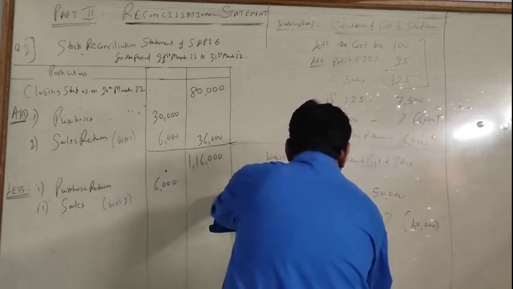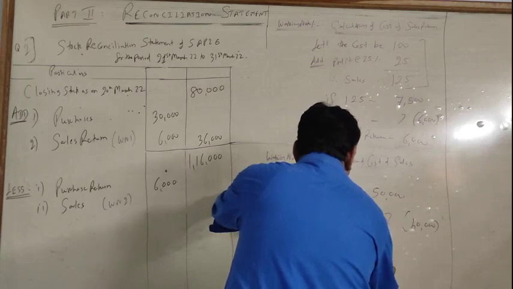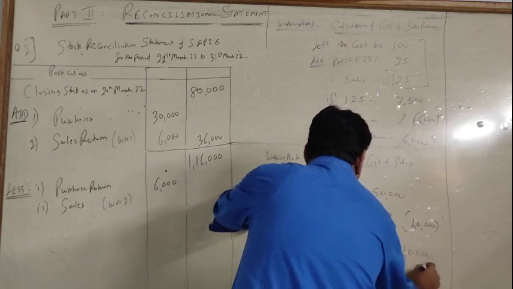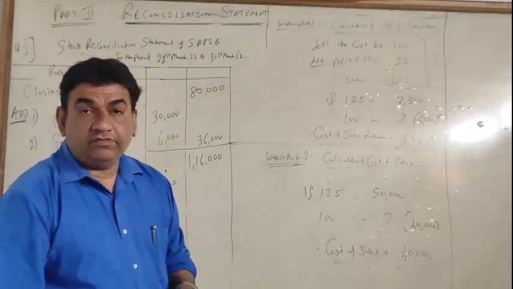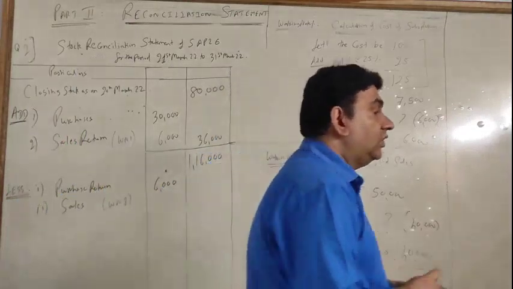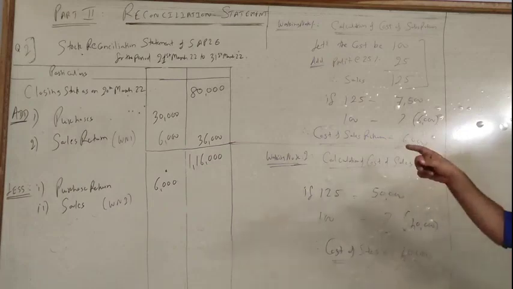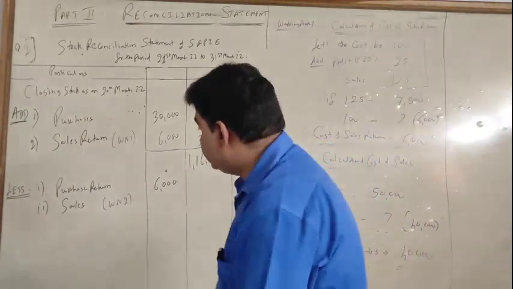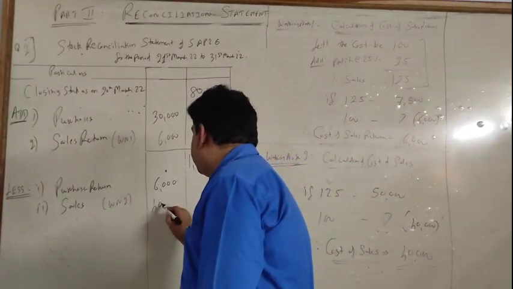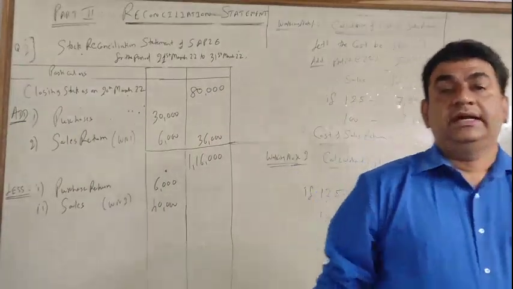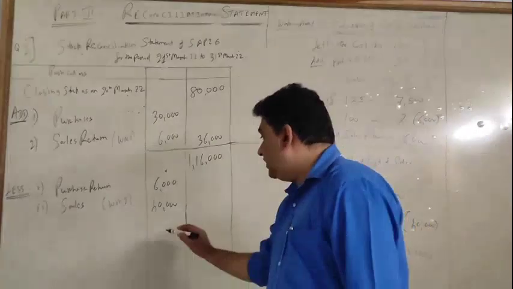Therefore, my cost of sales is 40,000. Cost of sales is 40,000. Clear? Come back. Written sales, working note number 2, that is 40,000. Clear? That's it.